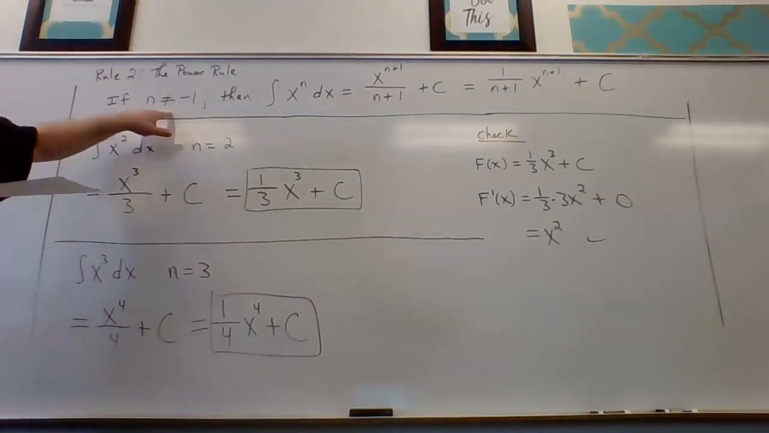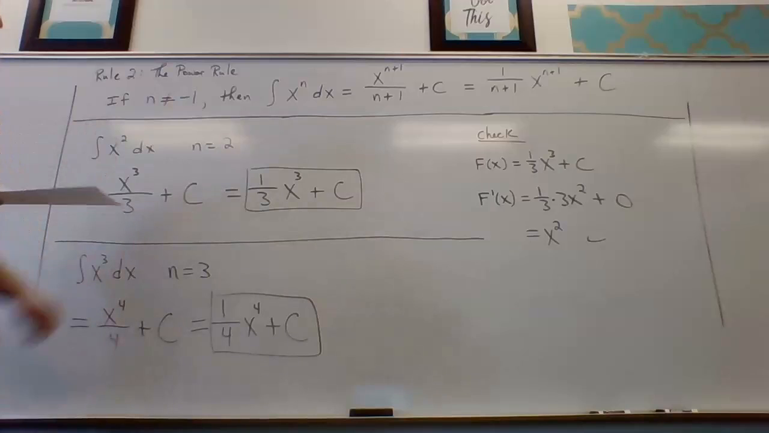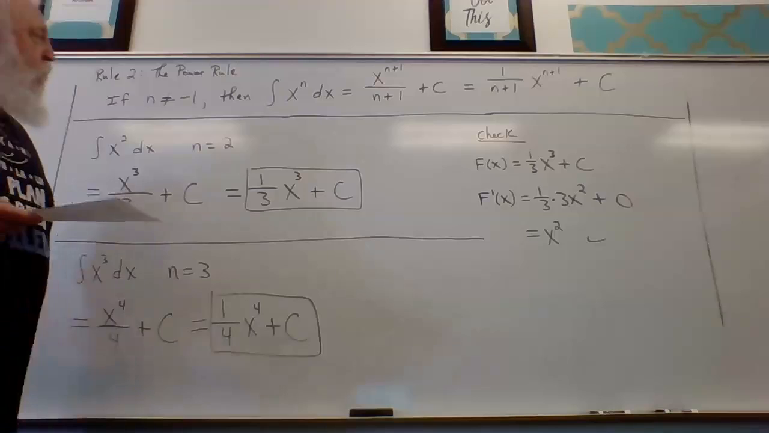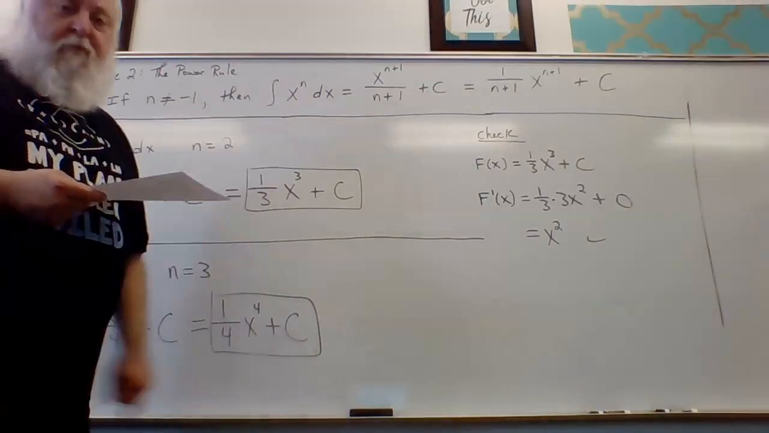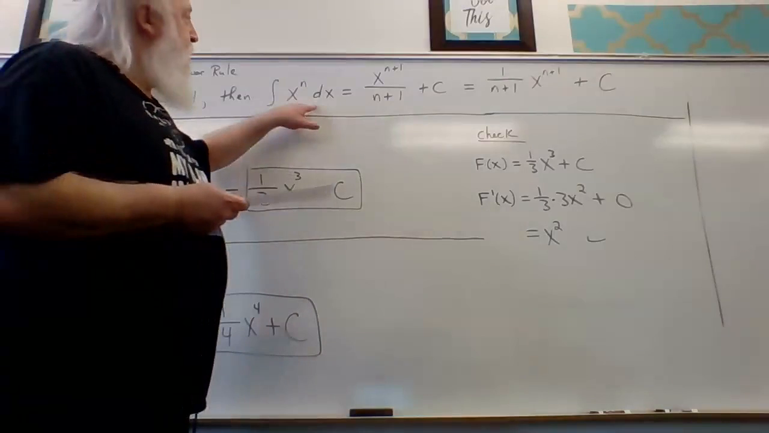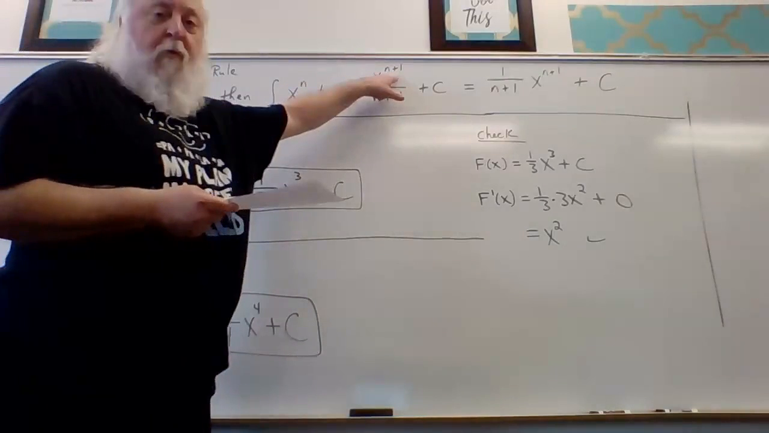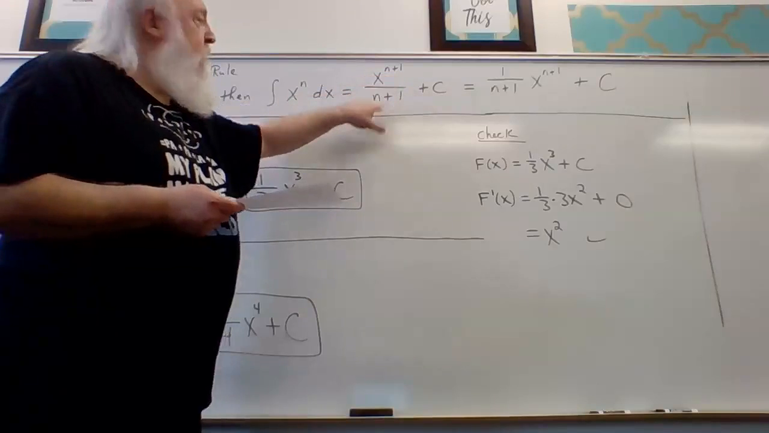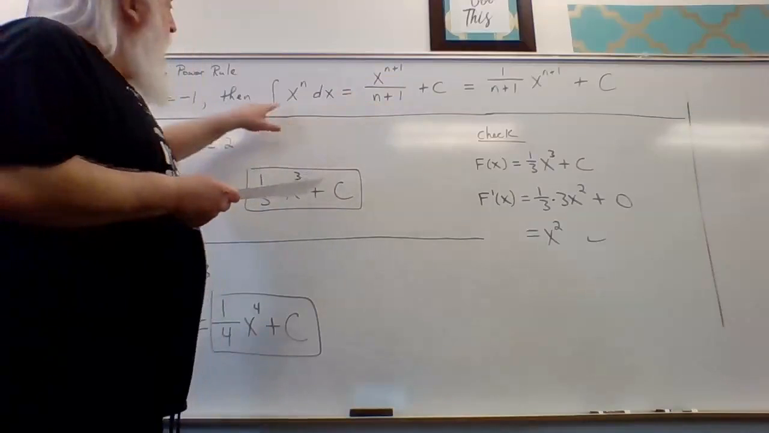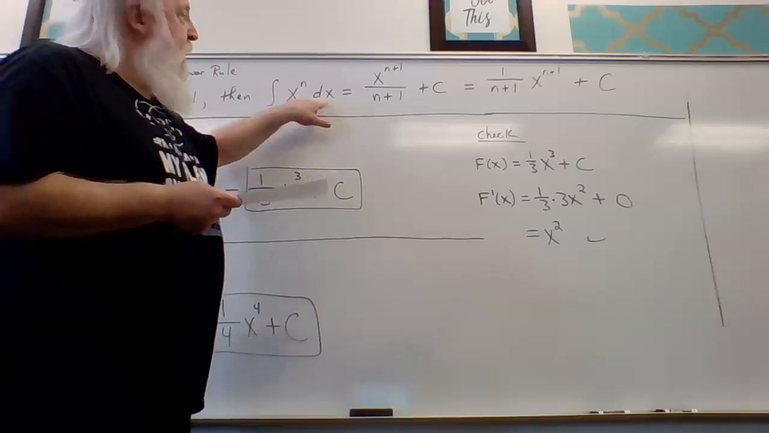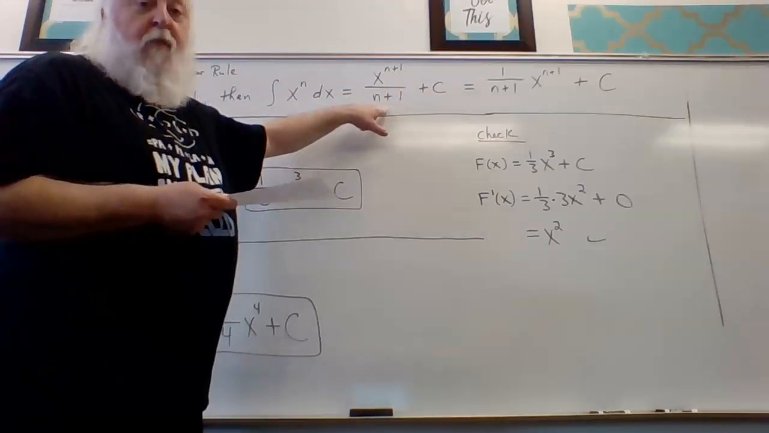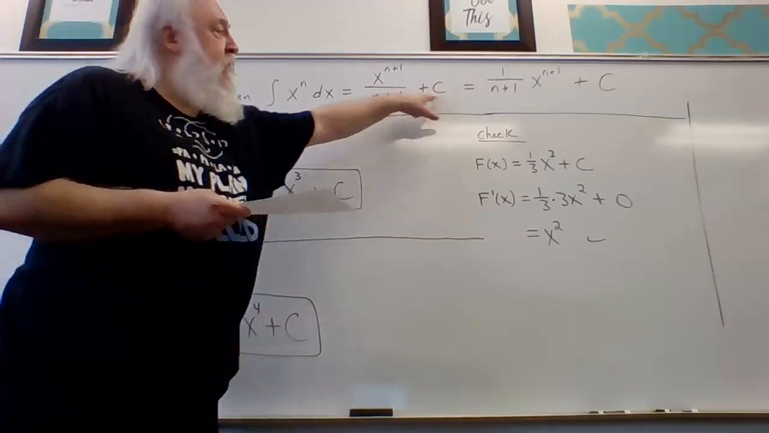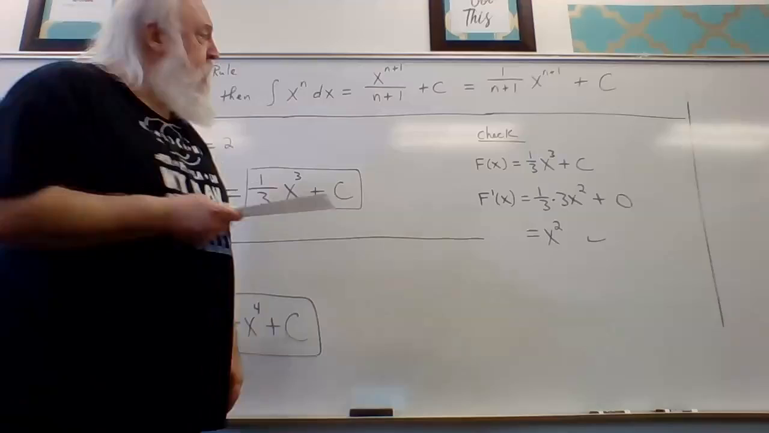If n is any real number not equal to -1, -1 is a special case, then the antiderivative of the power function x to the n with respect to x, how do we find that antiderivative? We add 1 to the exponent and get n plus 1. And then we divide by the new exponent. So the antiderivative of x to the n with respect to x is equal to x to the n plus 1 power divided by the new exponent n plus 1. And then we add to that an arbitrary constant c.